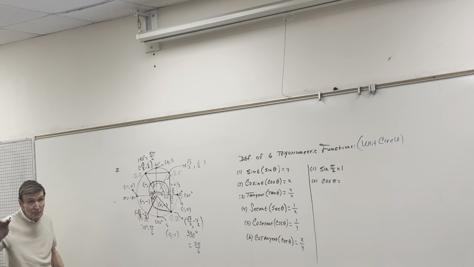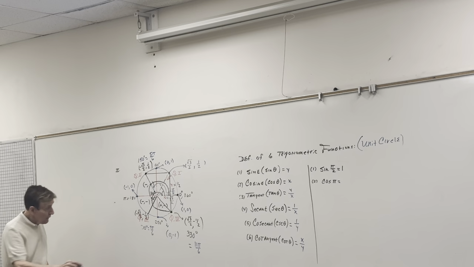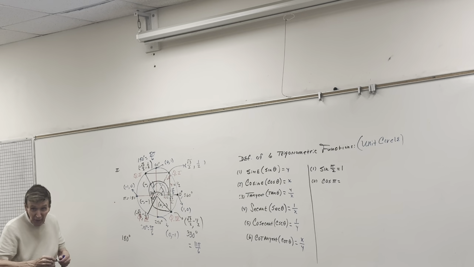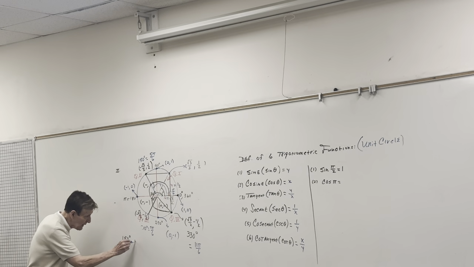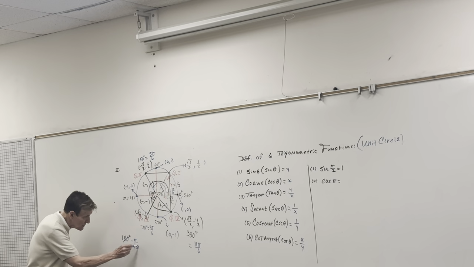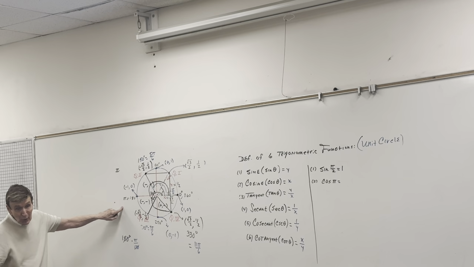Should I convert this into radians? Is that pi? 180? Well, 180 times the conversion factor to go from degrees to radians, I think it was pi over 180. That's the conversion factor. Look at this. These two cancel out. So yes, 180 is equivalent to pi in radians.